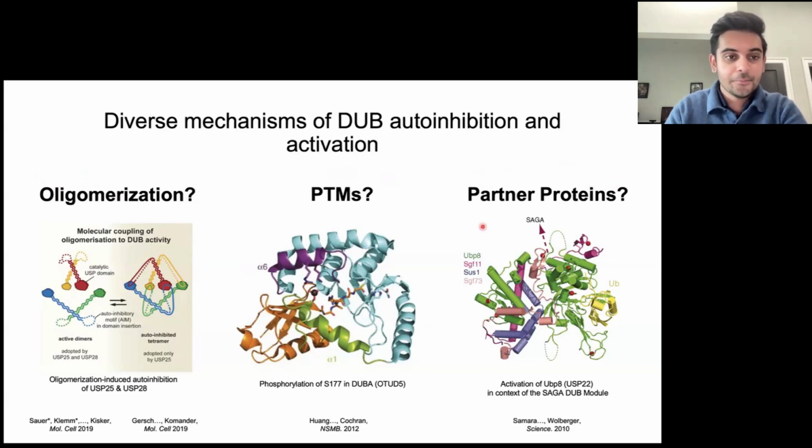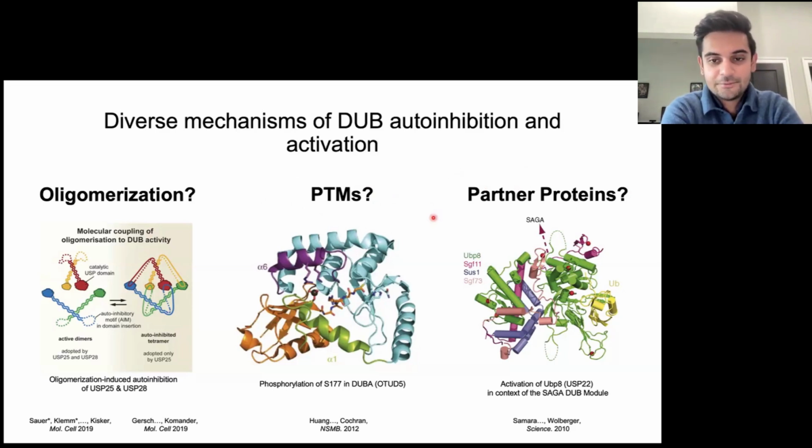We know from biochemical studies, solution studies specifically, that it couldn't be oligomerization, because the full-length USP21 and all its N-terminal truncations always existed in a monomeric state in solution. So I knew it had to deal with either post-translational modifications or partner proteins, but I really had no idea what avenue to take.